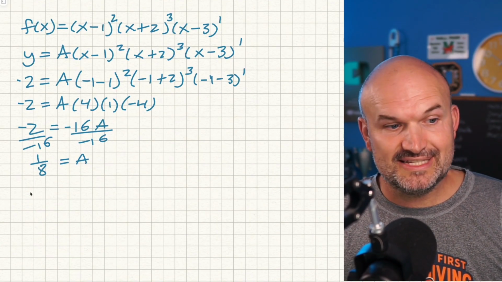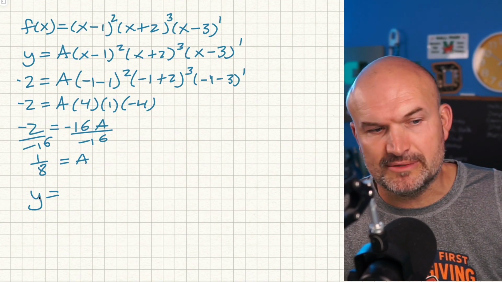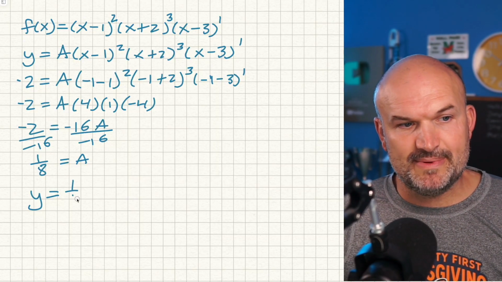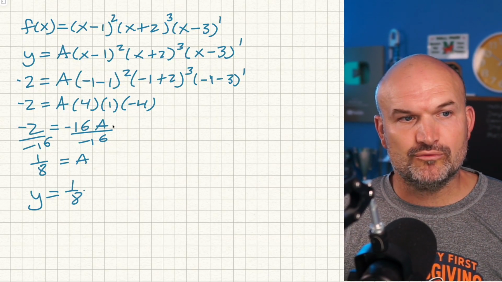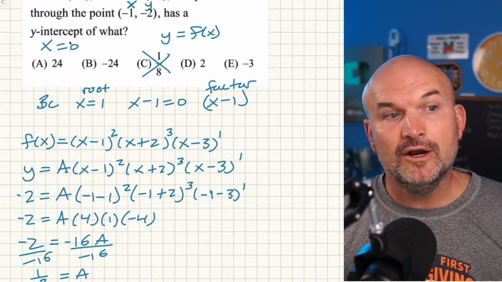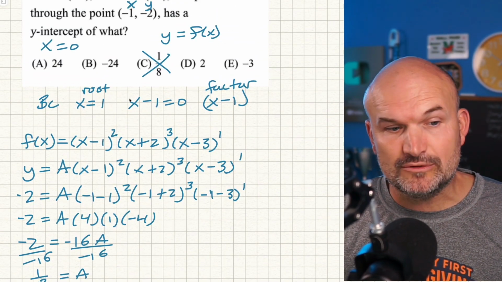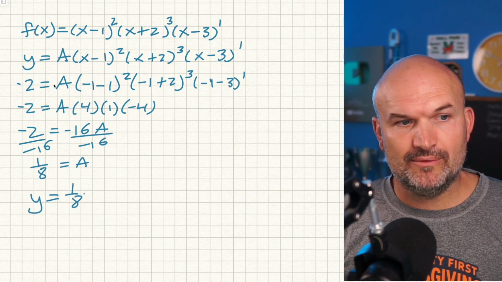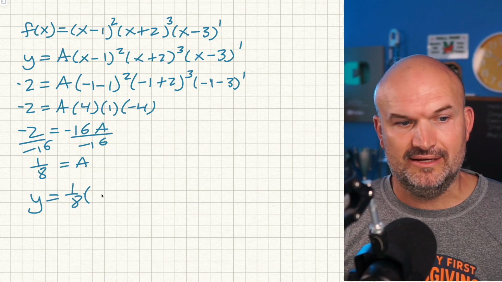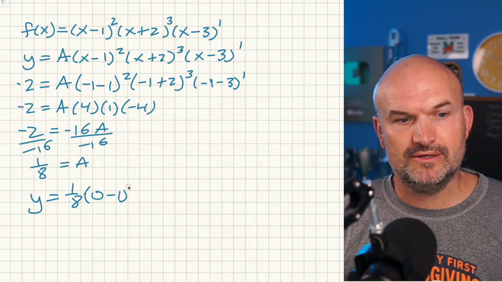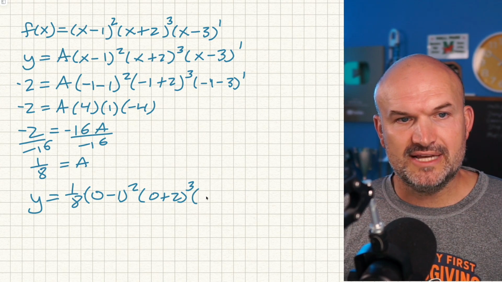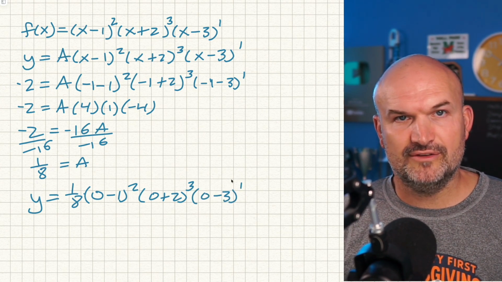So this, and again, I'm rewriting things in terms of y. You could still use f of x if you wanted to here, but now I know what a is, which is 1 over 8. And then I'm just going to rewrite everything, but I'm not going to rewrite with the x's because I want to save a little time. Remember, the y-intercept is when x is equal to 0. So I'm just going to rewrite this with my a, which is 1 over 8, but instead of using negative 1 when we tried to find a, I'm going to put 0. So (0 minus 1) squared times (0 plus 2) cubed times (0 minus 3) to the first power.